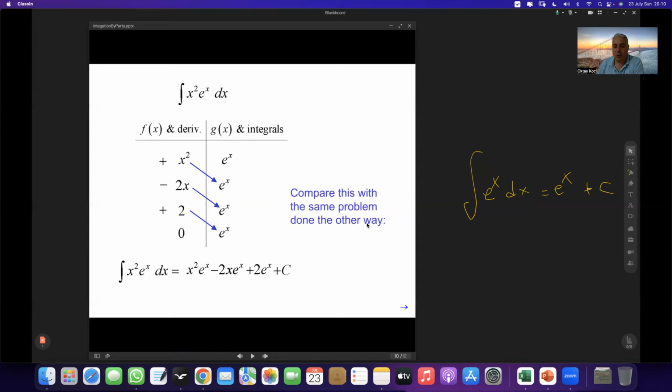So this is called tabular form. It's easy to do, but can we use this way for all kinds of questions? Unfortunately not. If there is something that, when you differentiate it, the result will be 0, as you've seen here, then we can use this method. Otherwise, we can't use this method.